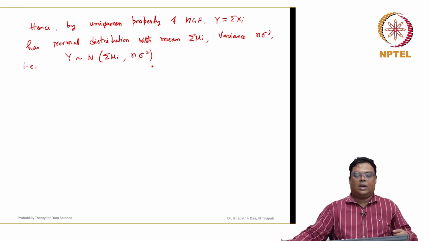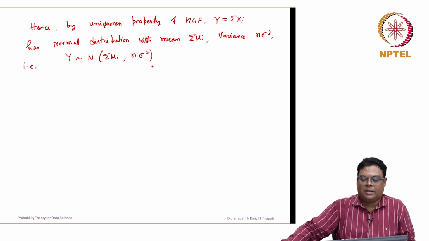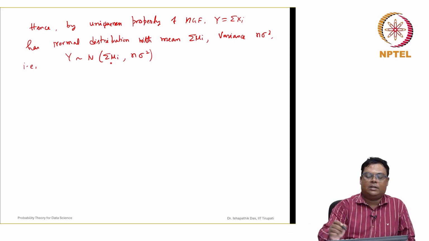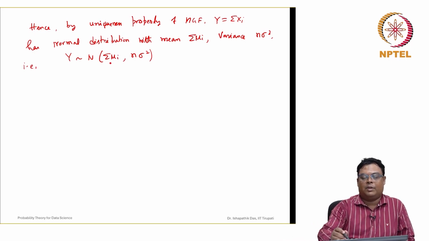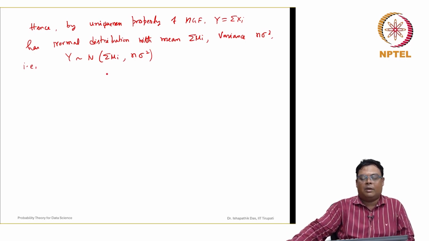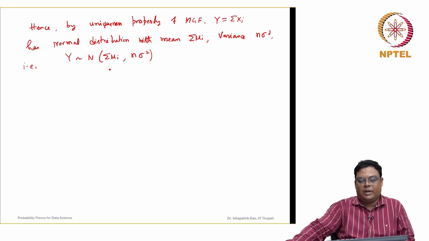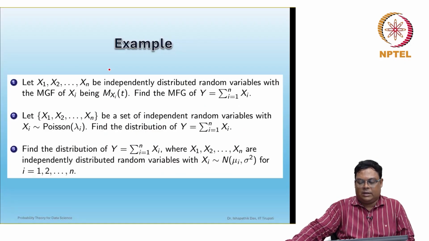So just using the moment generating function we can conclude that the sum of normal distributions is again a normal distribution, and the mean will be the summation of the mu, because they are independently distributed random variables. That's why this will be summation of mu_i, and variance will be n sigma square. So hopefully you have understood it, and then we will discuss some new topic.